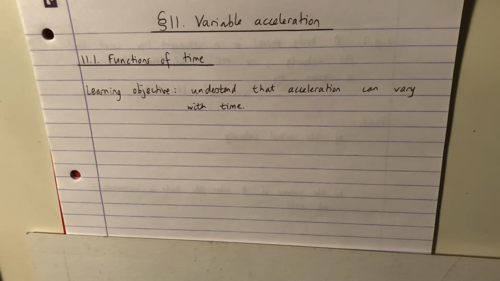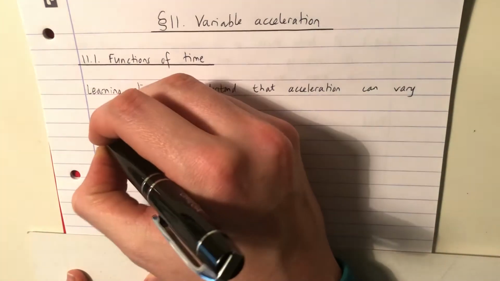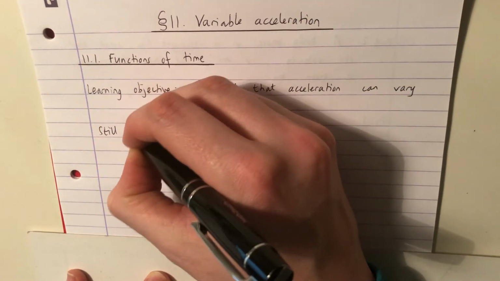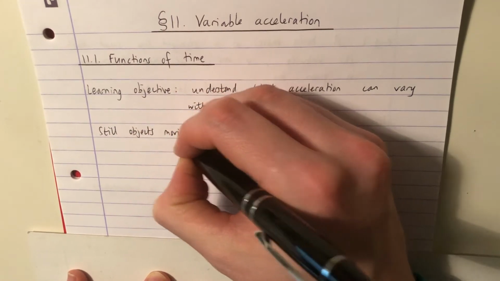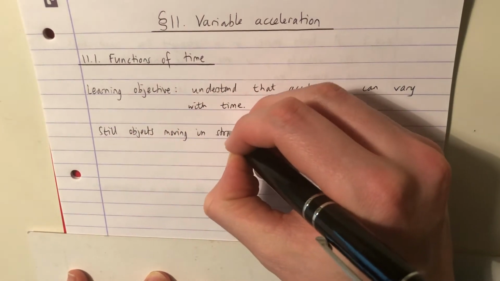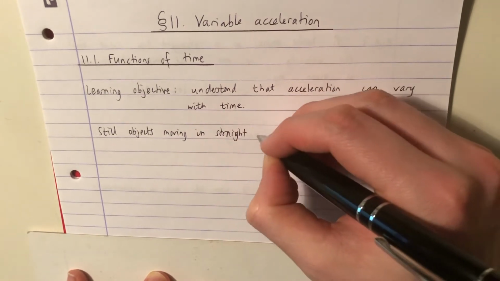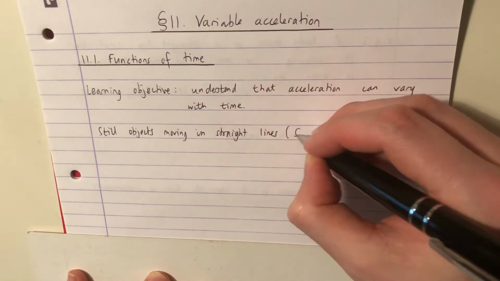So up to this point, when we were doing Suvat, everything was moving in a straight line. So we still got an object moving in a straight line. So still objects moving in straight lines, just like the Suvat equations.